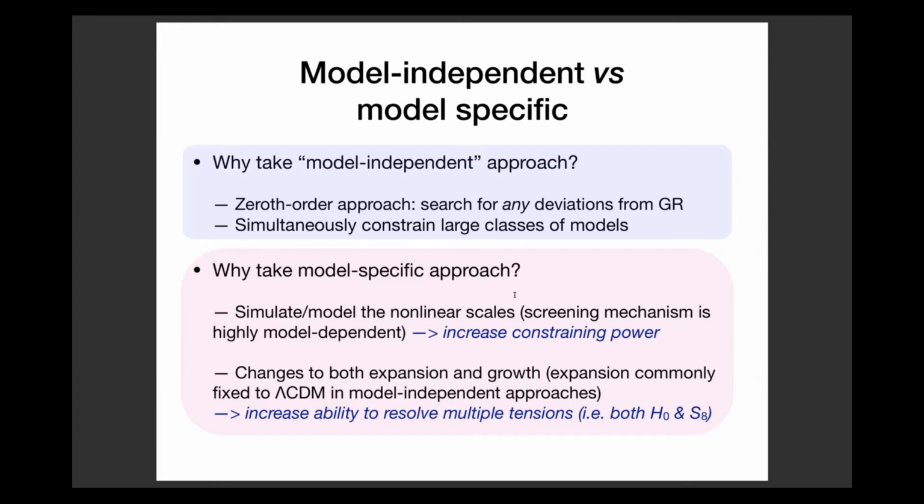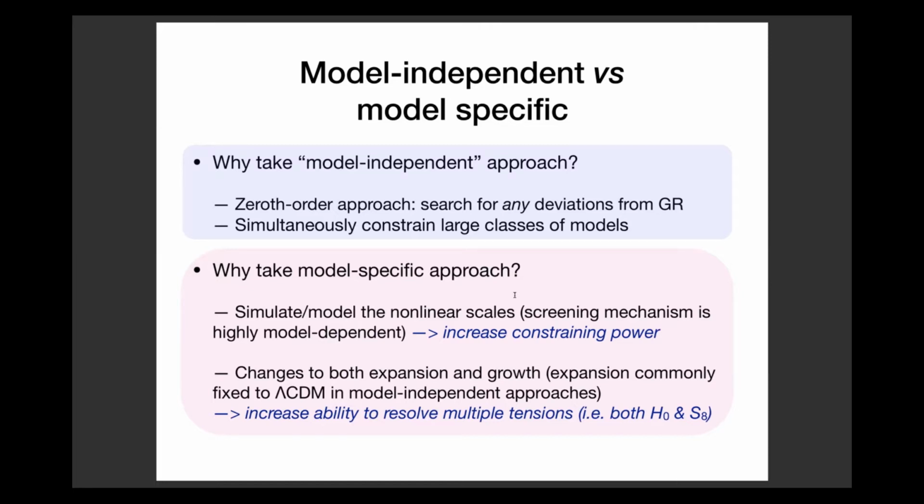The model-independent approach also allows us to simultaneously constrain large classes of models. So instead of taking a piecemeal approach, you're taking a sledgehammer approach, which can be appealing. Now, why would we want to consider a model-specific approach? The model-specific approach allows us to simulate the theory on nonlinear scales, and by including these additional scales, we can increase our constraining power.